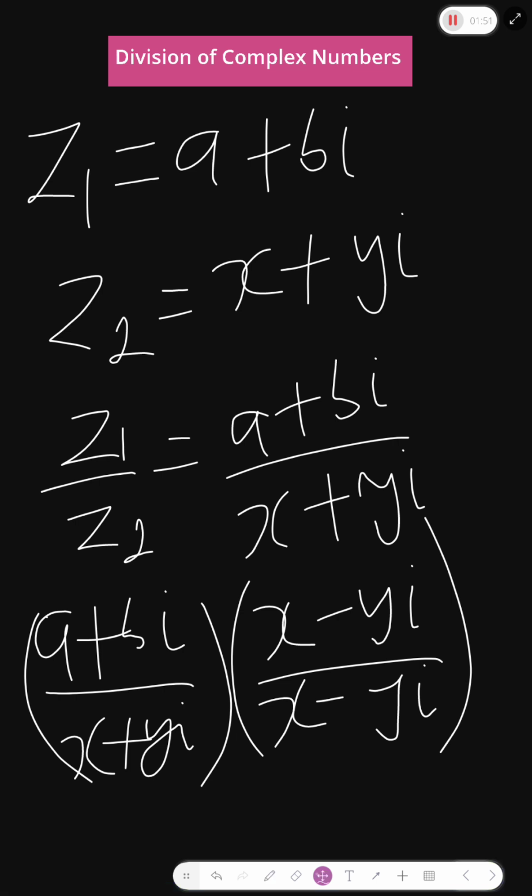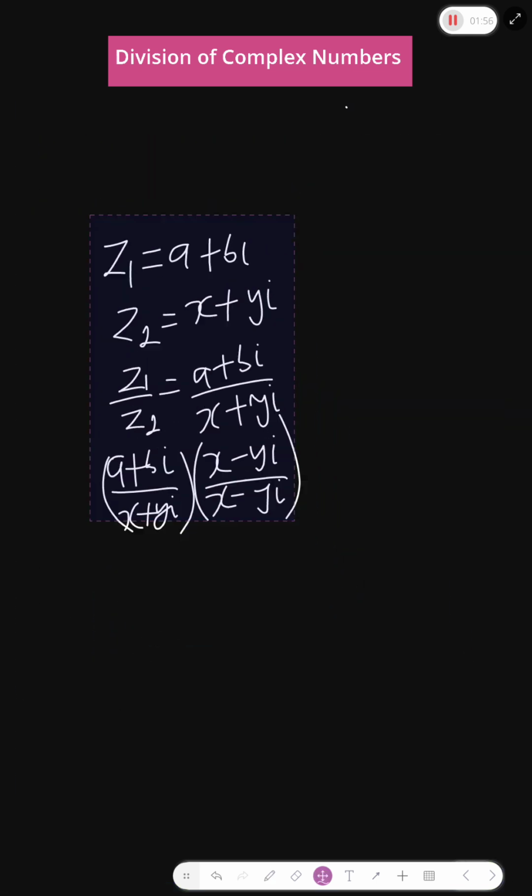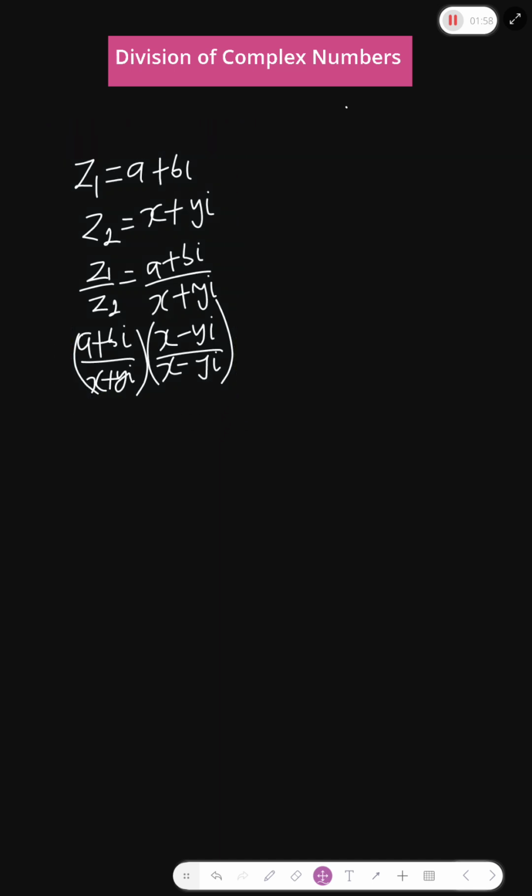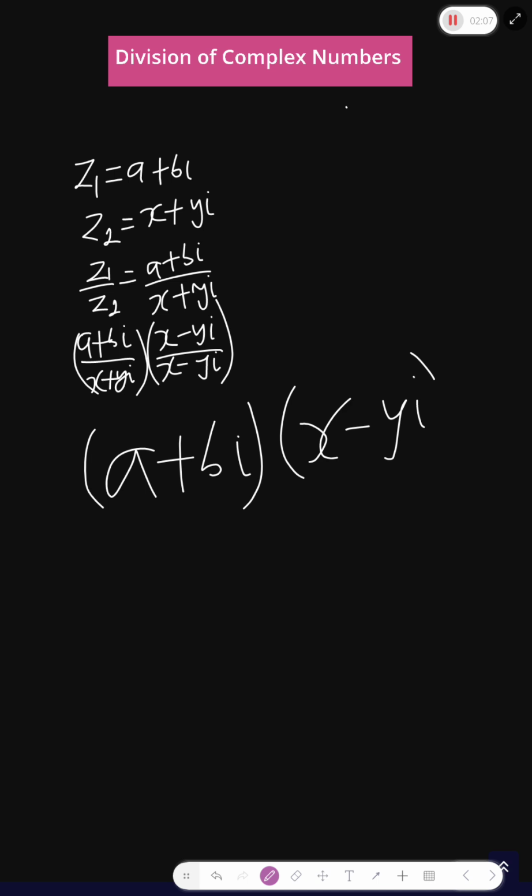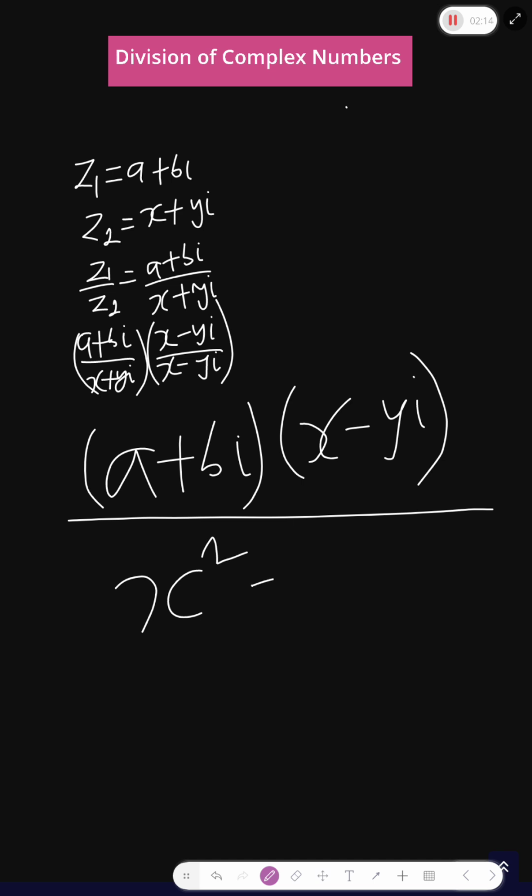Let me bring this and make it smaller. Then if we look at this, in the numerator you're going to have a plus bi times x minus yi, and in the denominator you're going to have a difference of two squares, which is x squared minus yi squared. So let's take a beautiful problem and then let's solve it.